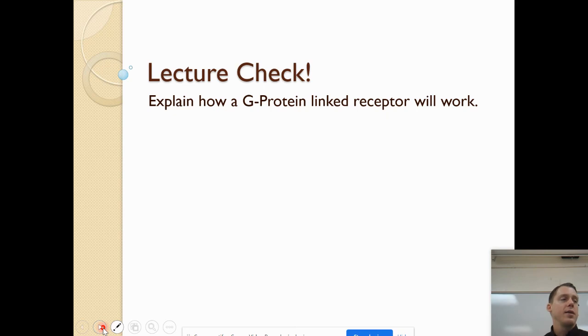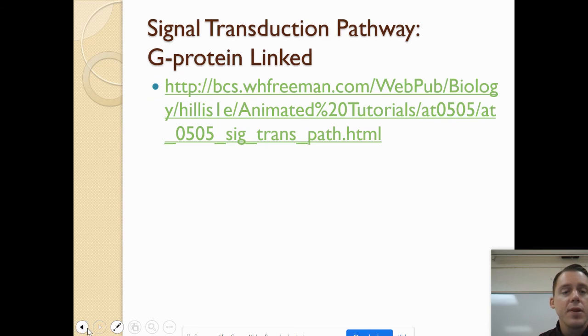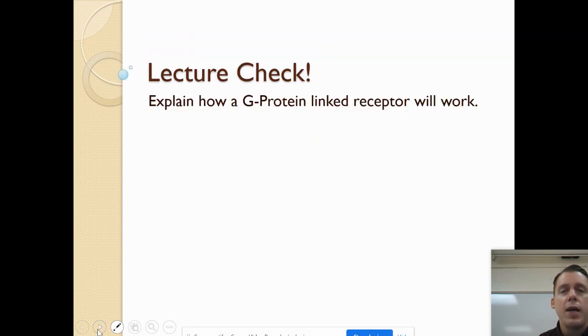So now it is time to explain how a G protein linked receptor is going to work. Take some time and work on that now. And that is all for today. We're going to start modeling each of these types and reviewing them.